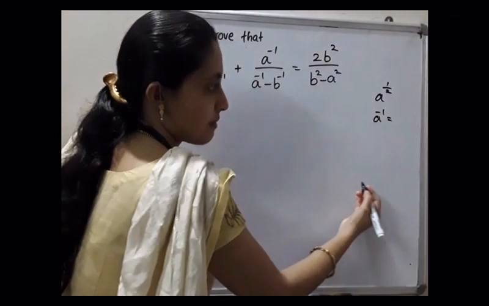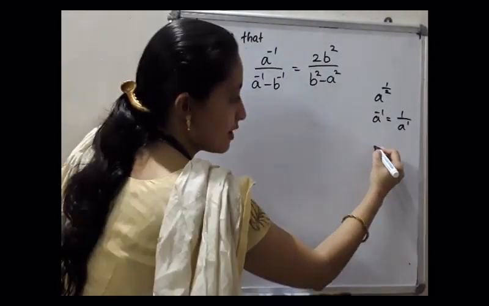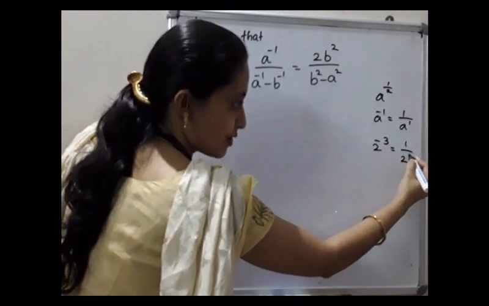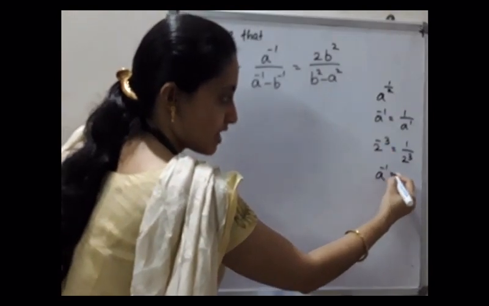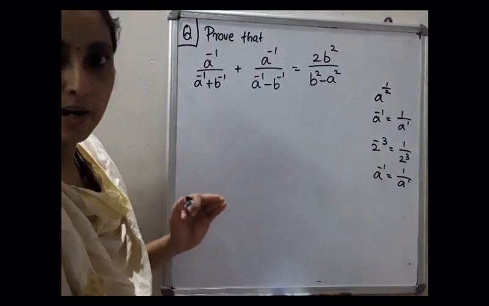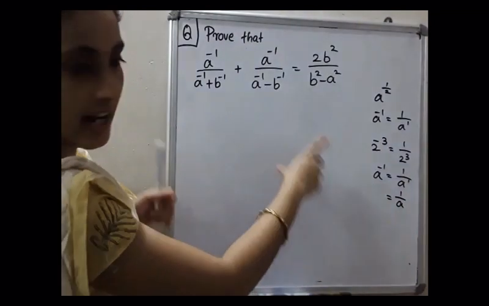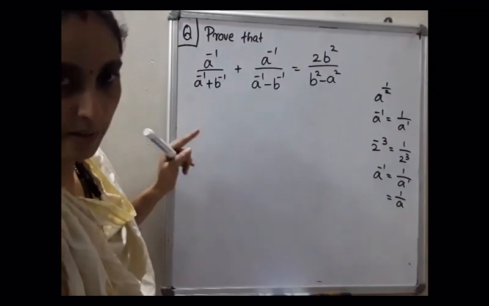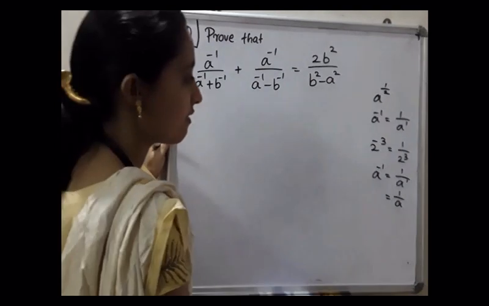So similarly, what can we write? A raised to minus 1 is same as what? 1 by a raised to 1. Or you already said, 2 raised to minus 3 is equal to what? 1 by 2 raised to 3. Likewise, instead of 2, here we write a. A raised to minus 1 is equal to 1 by a raised to 1. 1 by a raised to 1 is same as 1 by a itself. So if you don't know, please write down that portion on the side. So I write a raised to minus 1 is equal to 1 by a, and b raised to minus 1 is equal to what? Yes, 1 by b. That's all I will write.